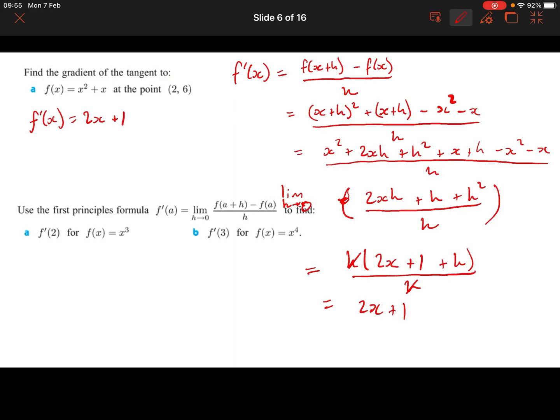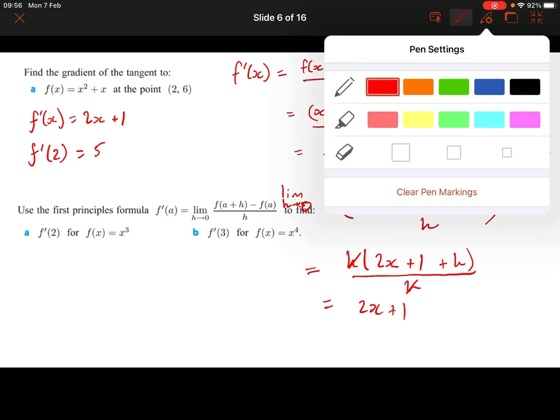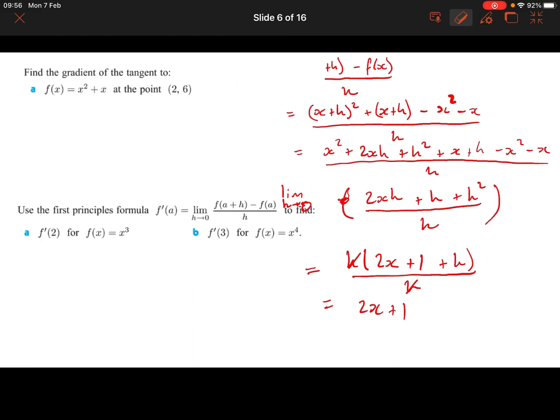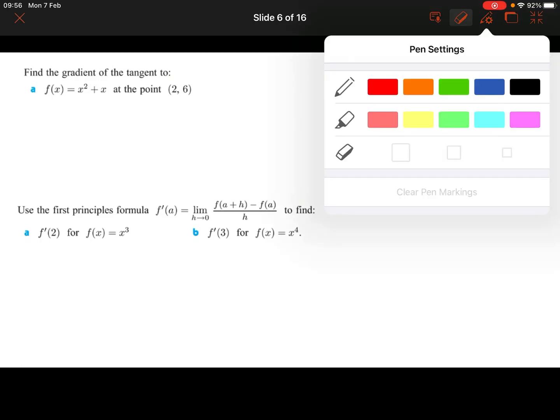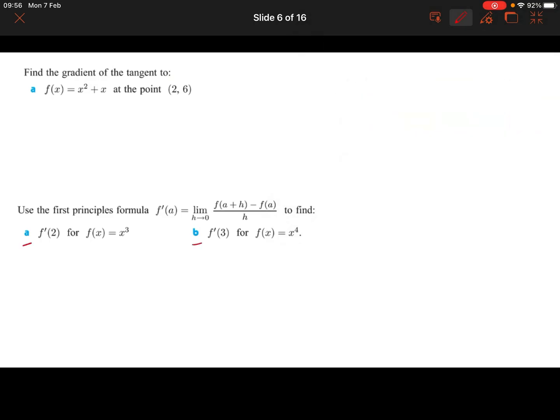So what is the gradient at the point 2, 6? Well, that has an x value of 2. So I want to find f prime of 2, which is 5. So the gradient of the function at that point must be equal to 5. Hope that makes sense. Stop the video and see if you can have a go at the other two, this one and this one. Stop the video and have a go.